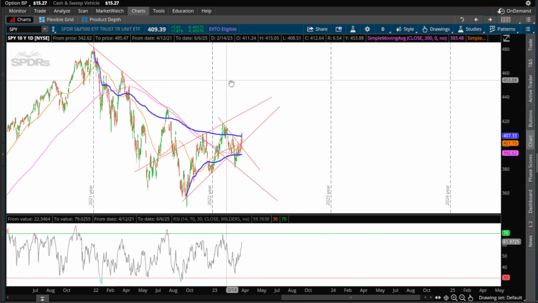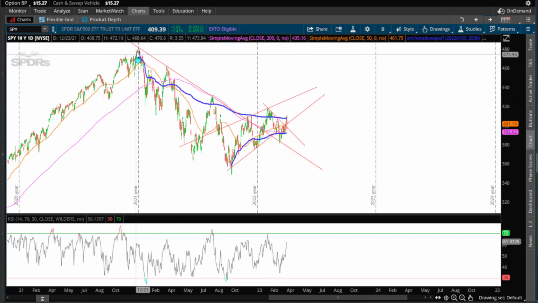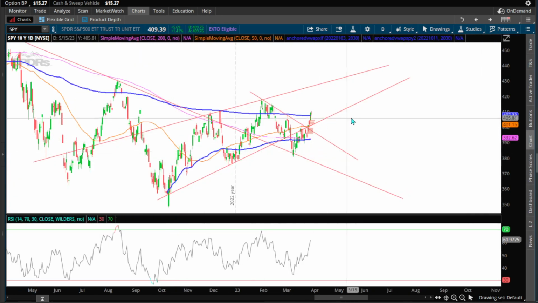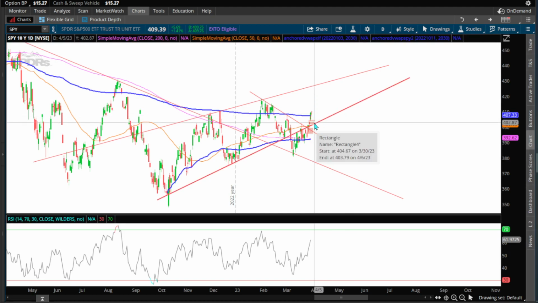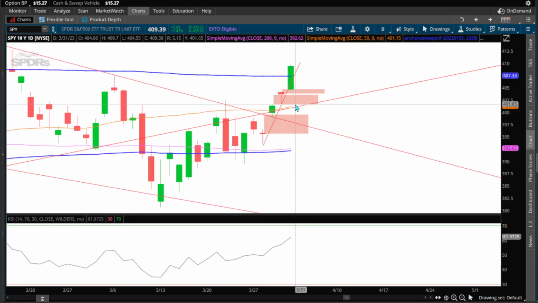Now let's look at SPY. SPY is a similar situation where we did break out of this higher anchored VWAP. This higher anchored VWAP is right around 407.33. So if we did see a slight pullback, I think we could at least pull back to 407.33. And if we were to see a more significant pullback, I would think right around the bottom of this trend line, which could coincide with that gap right there.